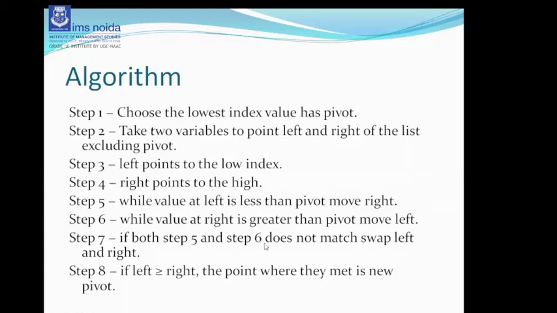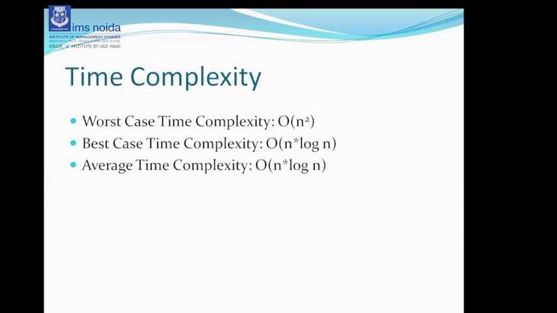If both step number 5 and 6 don't match, that means in step number 5 you find a greater value rather than a smaller value, and in step number 6 you find a smaller value. At that place we will swap these two values. And in the last step, if left is greater than or equal to right, the point where they met is a new point. Definitely a situation will come when left will be greater than or equal to right. At that point you have to stop the process and put the pivot at that place. So this is the process of quicksort, and this process will be repeated for the other two halves as well, which will be generated after partition.